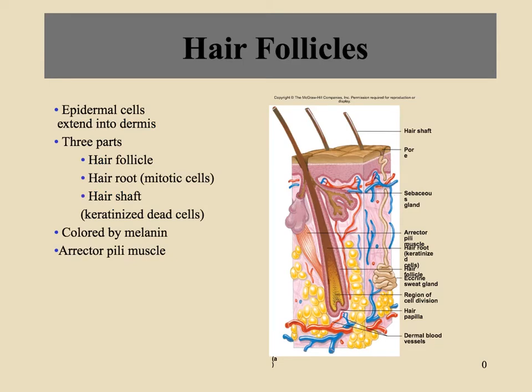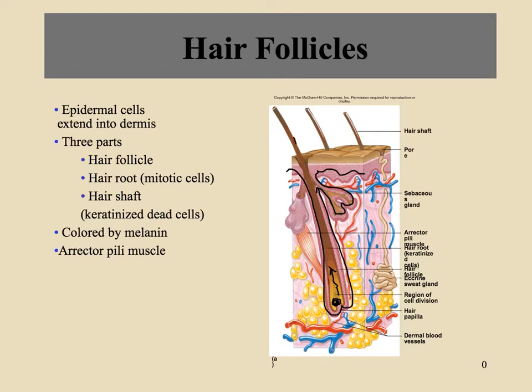Hair follicles: you can see by this pink line here from the epidermis, then it goes down around, this is a sebaceous gland, and down around the hair follicle itself. So the epidermal cells actually are pushed down into the dermis in each of the hair follicles. Down here at the bottom, we call this the hair root, and this is where mitotic cells are, where you're producing new cells. Then as they move up the hair shaft, they again take on keratin and will eventually become dead cells full of keratin, and they're sort of extruded like toothpaste from a tube, out through the top of the hair follicle.